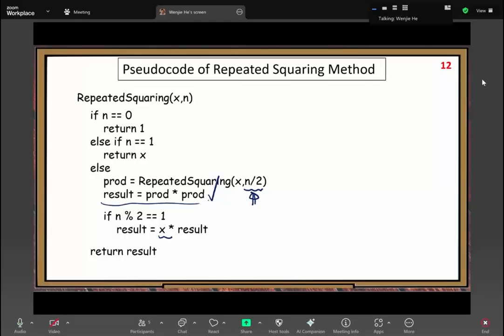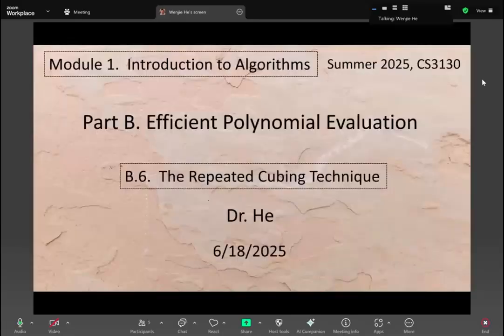So it's a simple implementation of repeated squaring. In our module 3, we will learn recursion. But it's okay. In our module 1, you can apply recursion if you like.